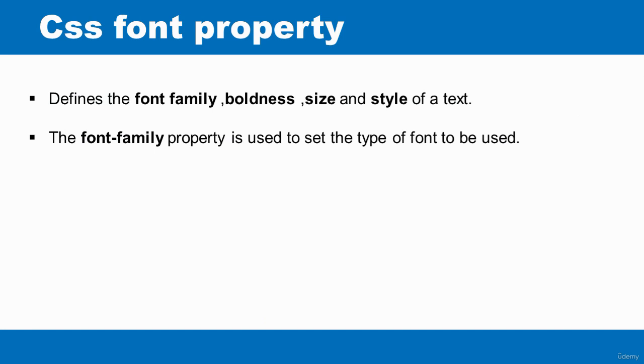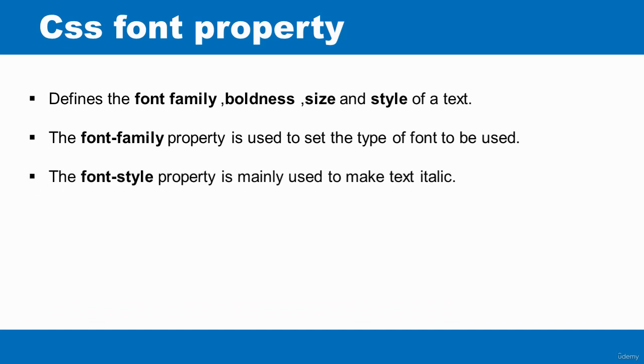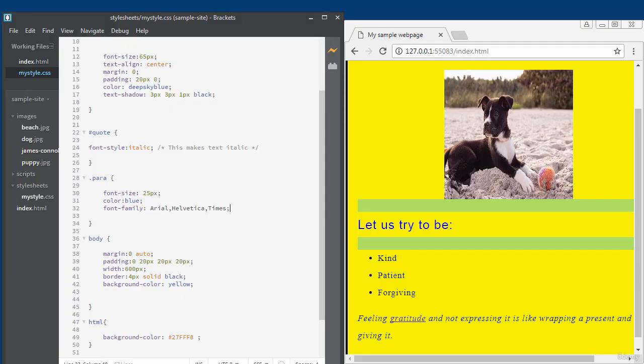If you've got some text that you want to make italic, the property you need to use to do that is the font style property. I have already illustrated this so far in this course. If you look at this text here, it's all in italics, and I set the property here using the font style property, and the value is italic. Okay, so this makes it italic.